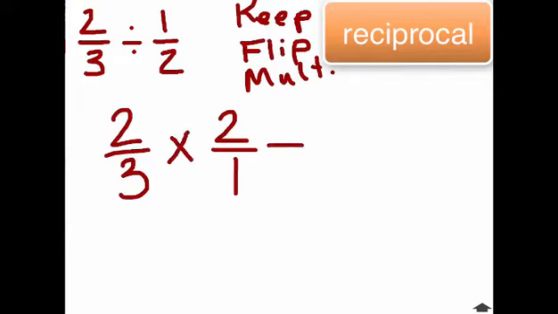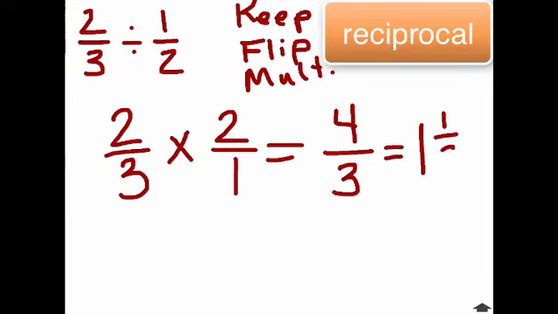So let's see what happens. 2 times 2 is 4, 3 times 1 is 3, and we need to simplify this. So we take and say, well, 3 goes into 4 one whole time, and how many are left over? We have 1/3. Remember, our denominator does not change when we find our remainder. So just like in the picture, you saw that there was 1 and then 1/3. Here we have 1 and 1/3 using the algorithm.